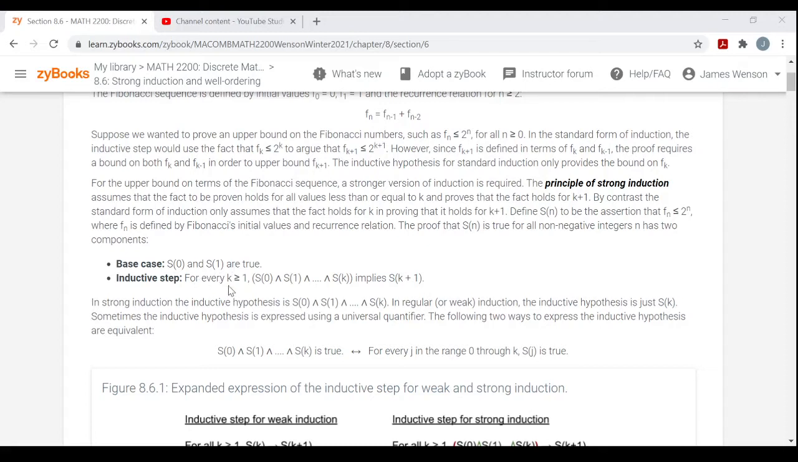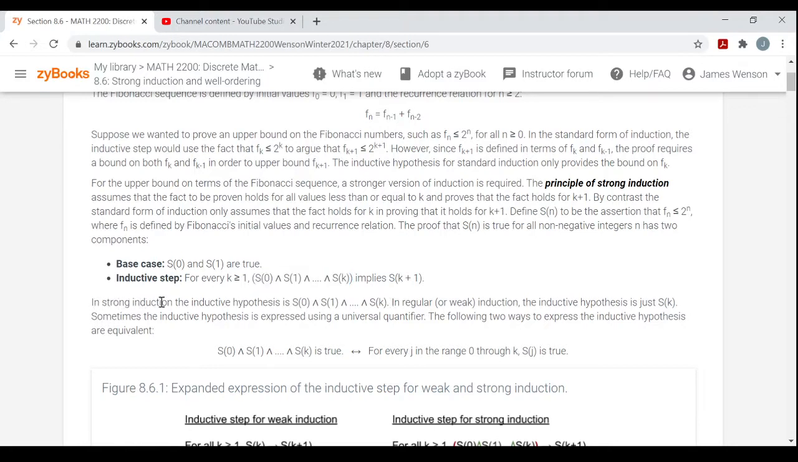And then the inductive step. For every k greater than or equal to our highest base value, right, for every k greater than or equal to 1 here, not 0, if the statement is true for 0, 1, 2, all the way up to k, then it will be true for k plus 1. That's a much stronger assumption than just S of k, showing that if it's true for k, then it's true for k plus 1. You're going to assume that it's true for all values up to k, and then show it must be true for k plus 1.